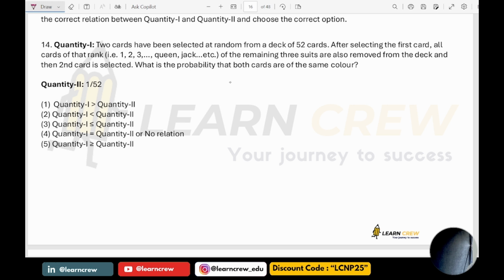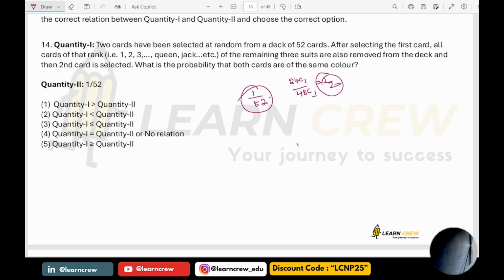So please see here, the probability of selecting the first card is how much? 1 by 52. After selecting the first card, all cards of the rank have been removed from the deck. So there will be 48 cards left in the deck, out of which 24 are black and 24 are red. So for the second card, out of 24 cards you have to select one card: 24C1 out of 48C1, which is 1 by 2. Selecting the first card is 1 by 52, second card is 1 by 2.